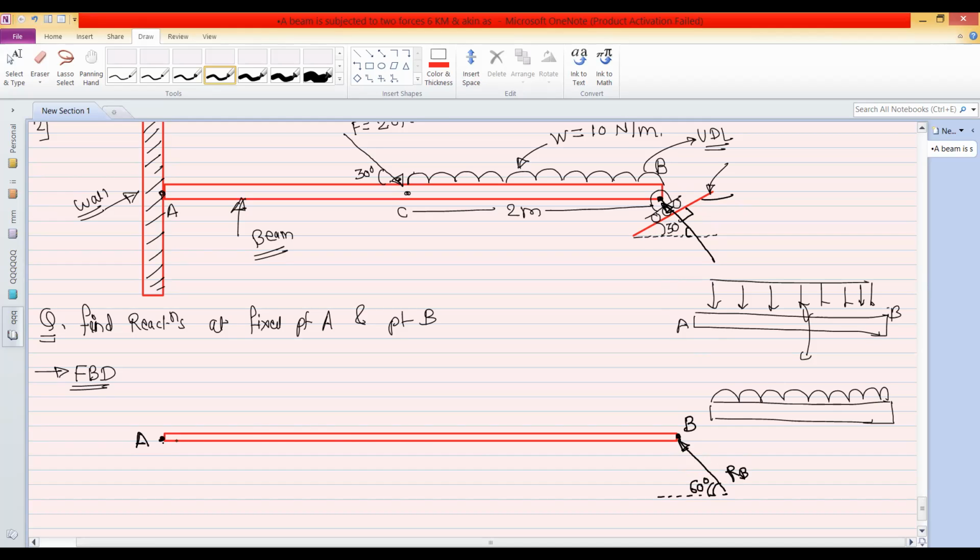Then at point A, as this is a fixed support, there will be three reactions. One is the vertical reaction, which is VA. Second is the horizontal reaction, that is HA. You can see in the original diagram. So this is the vertical reaction, this is the horizontal reaction, and there will be one moment. This is the balancing moment, which is MA. So you can show that moment on the free body diagram.